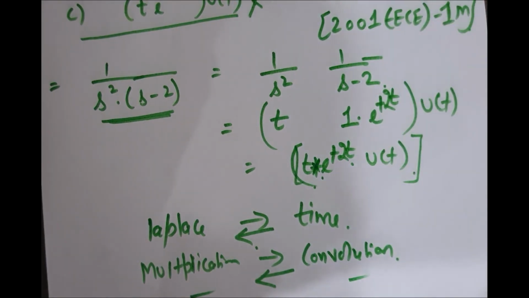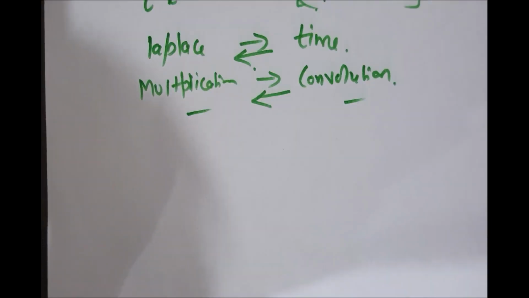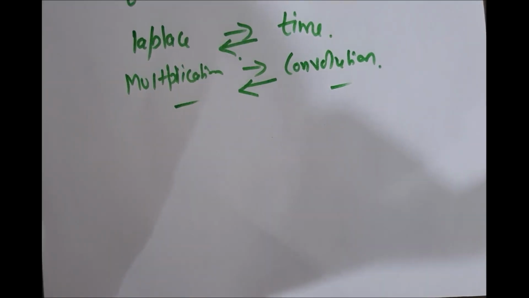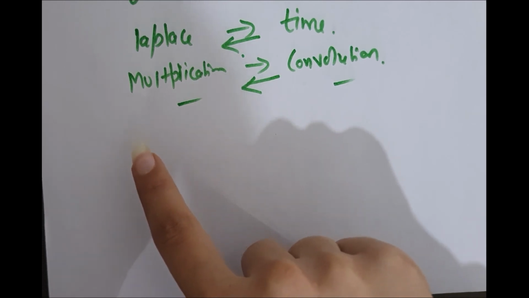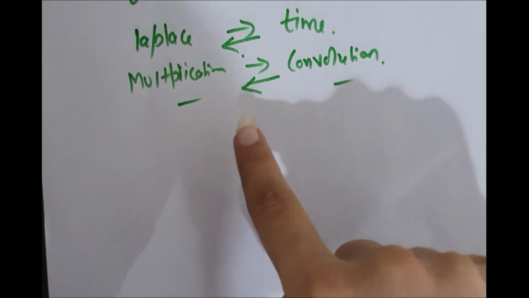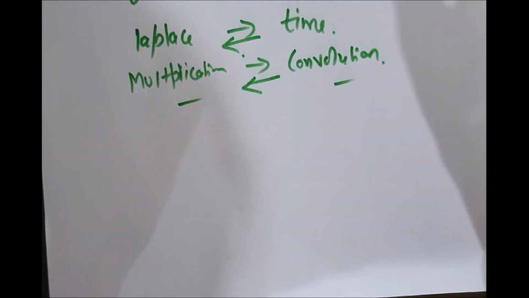Now one question may arise in your mind: in previous questions, we never thought about multiplication or convolution. That was because we don't need to focus on multiplication and convolution in Laplace transform. If you solve previous year GATE questions, you will not get any question based on this multiplication or convolution property. This was the only question that focused on it.